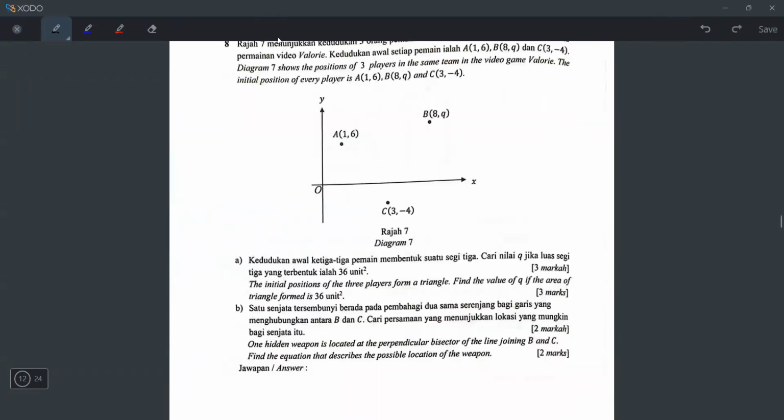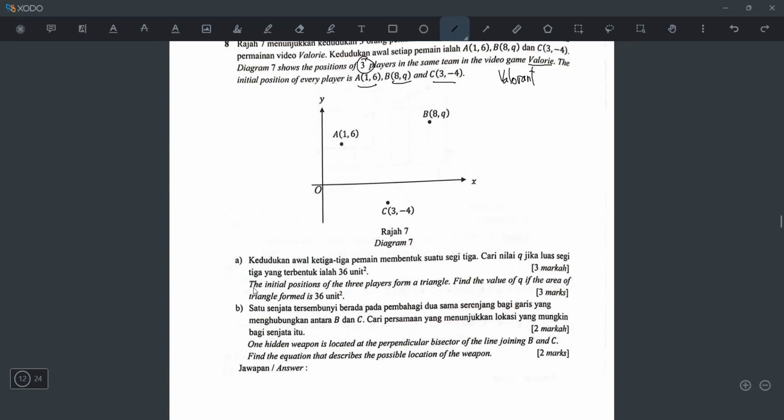Let's move on to question number 8. Diagram 7 shows the position of 3 players in the same team in the video game Valorant. I think this is Valorant. They changed a bit. Okay, Valorant game. 3 players in the same team. The initial position for every player is A, B, and C. The initial position of every player is this one, this one, this one.